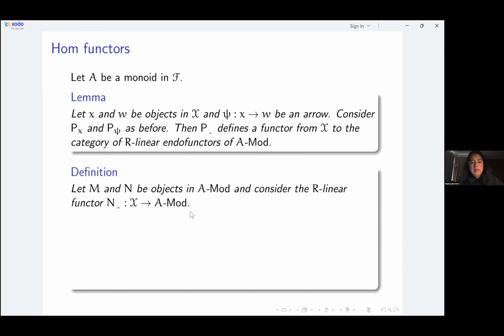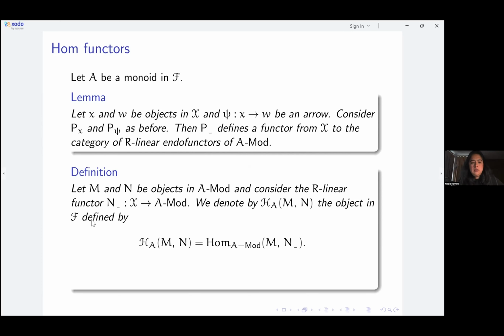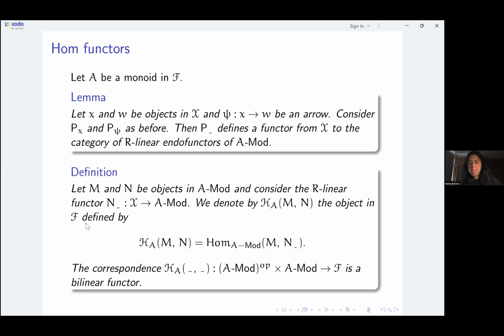And now we denote in this way the object in F defined again by the composition of these two functors. So I'm taking the shifted of N again, but now, of course, I'm taking only morphisms of A modules. And this gives me a new functor in F. This correspondence is again a bilinear functor. Okay, so this is again a functor of this category F.